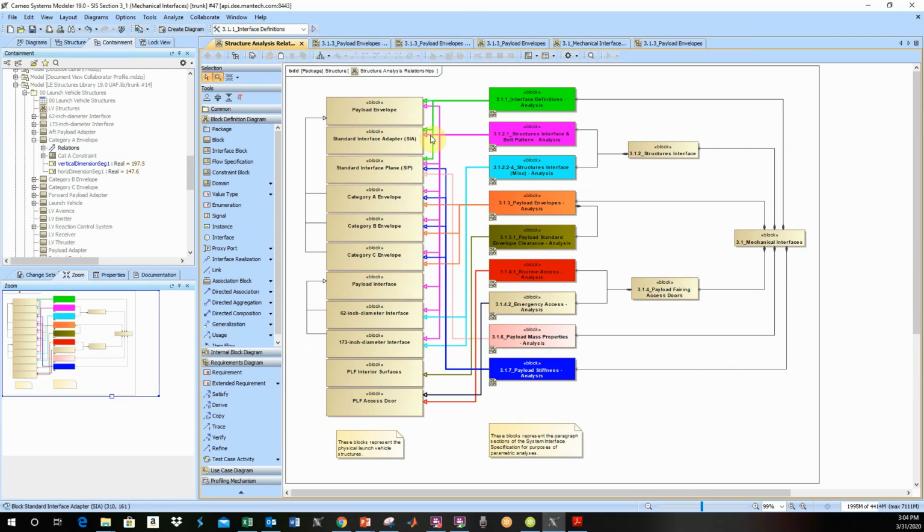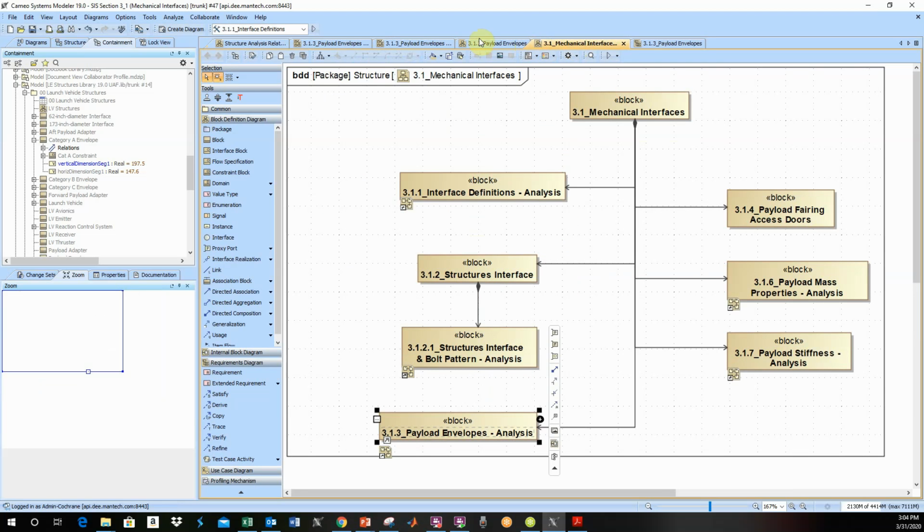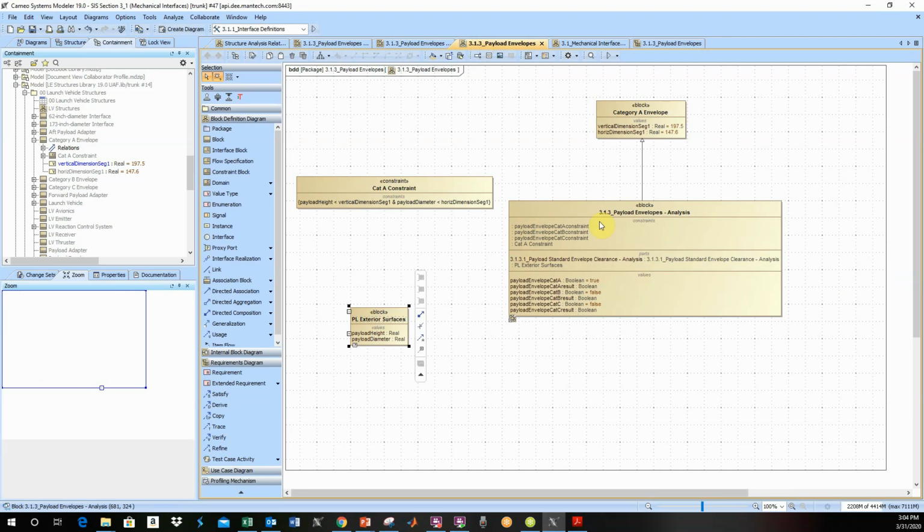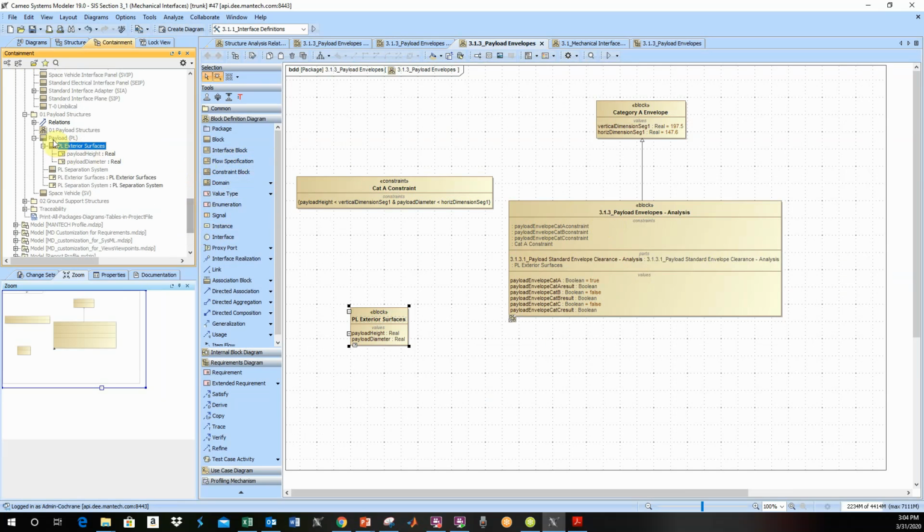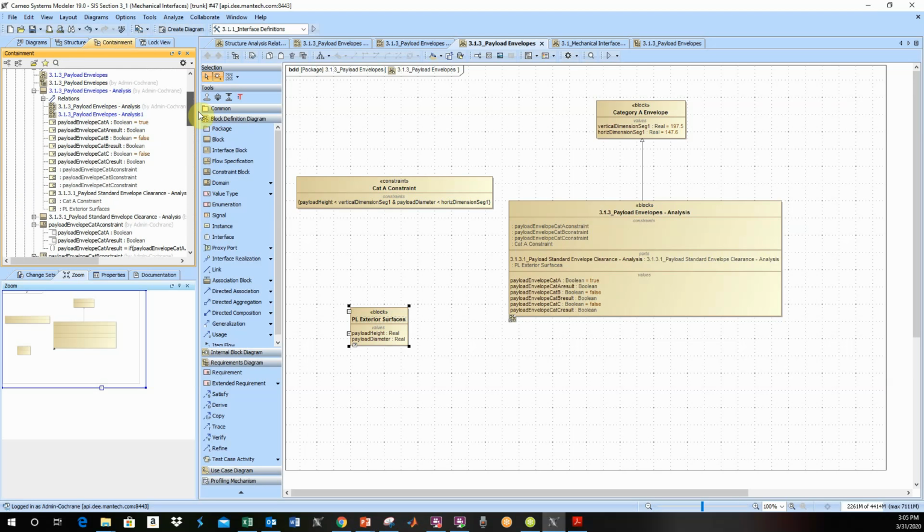Okay, so this shows that the 313 payload envelopes analysis inherits from category A envelope, and I built a diagram here that shows that. Once I created these value properties in the library, I also went down to the payload, and under payload exterior surfaces I added two value properties, payload height and payload diameter. And then I saved it and then updated the project usages.